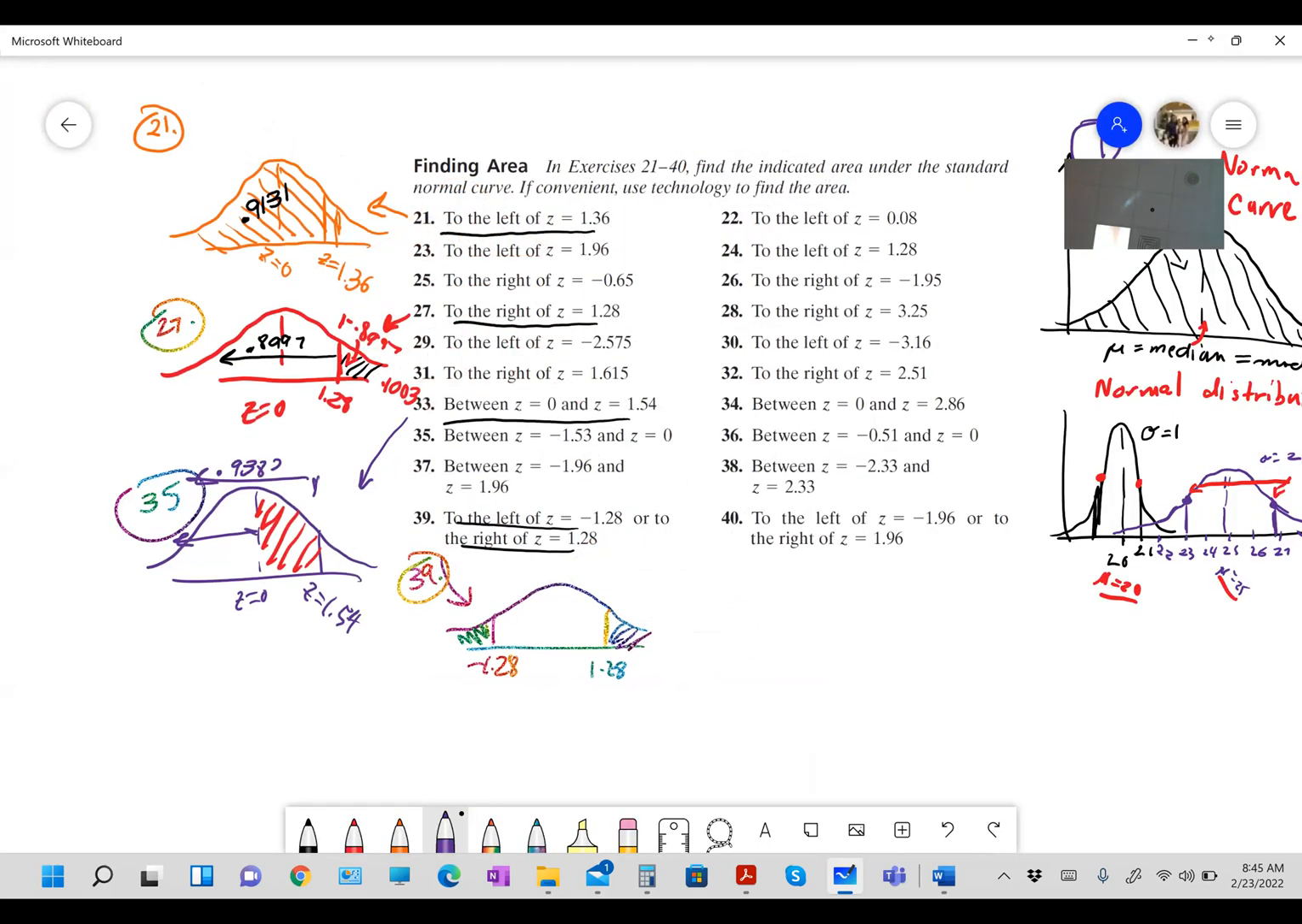And what's the area to the left of z equals 0? Well, that's the middle. That's going to be 0.5. Look at 0.00. We get 0.5. And now we can say that this area here is 0.9382 minus 0.5000. That's 0.2834.